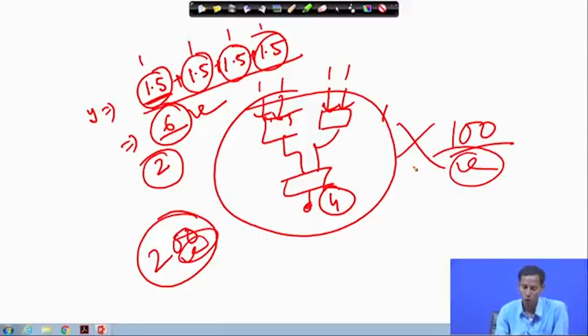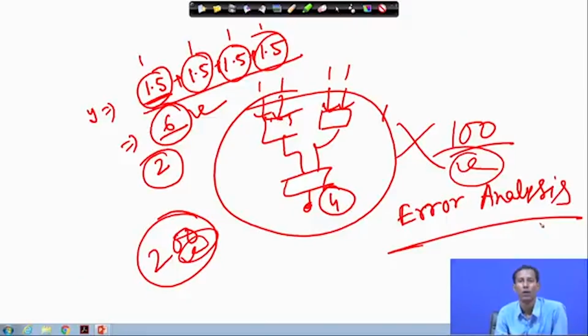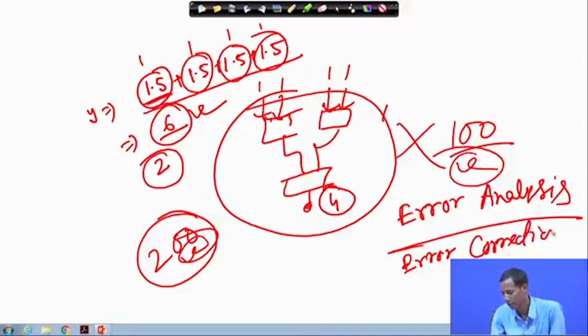Okay. So, here, for that, what do I have to do? I have to do this error analysis part, error analysis, and after that, the error correction method.